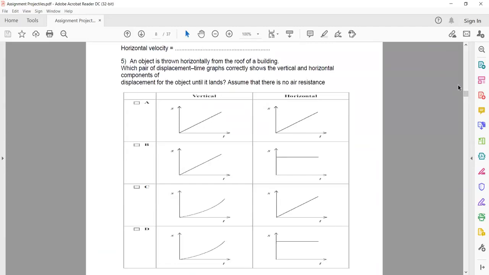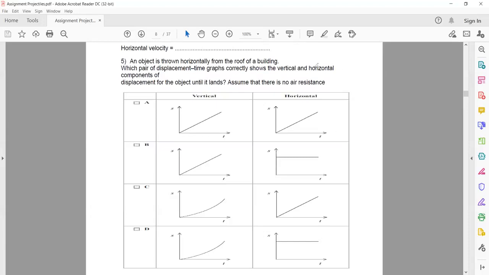An object is thrown horizontally. Which pair of displacement time graphs correctly shows the vertical and horizontal displacement for the object until it lands? Assume that there is no air resistance. For the horizontal component, there is no acceleration.